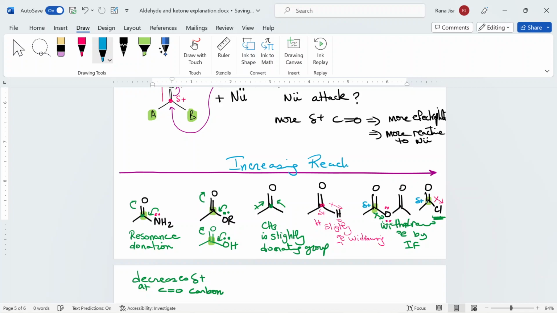So this is going to be the increasing trend for reactivity for different types of carbonyls. Acid chlorides are way more reactive because their carbonyl is way more partial positive than the anhydride, then aldehydes, then ketones, then esters, then amides. The amides are going to be the least reactive because amides do donate electrons by resonance. Same thing for esters and carboxylic acids.